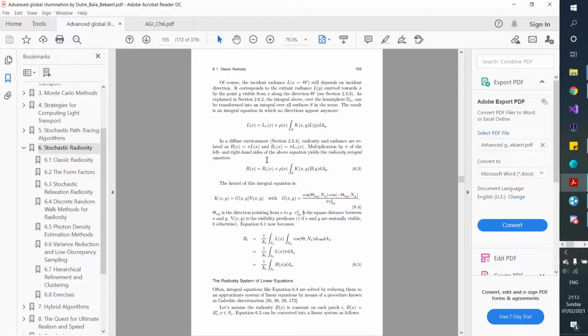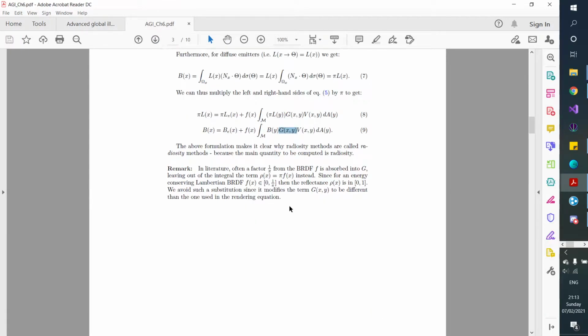I don't want to modify it, because why modify something when it will just make it different from the rendering equation? So I'm just keeping the f, but you have to remember that for energy conserving Lambertian BRDFs, f of x is between 0 and 1 over pi. And now if you multiply these by pi, so the rho, then rho would be between 0 and 1.